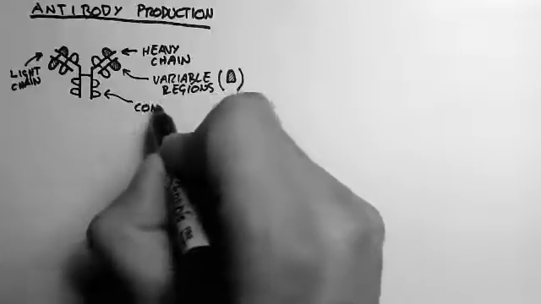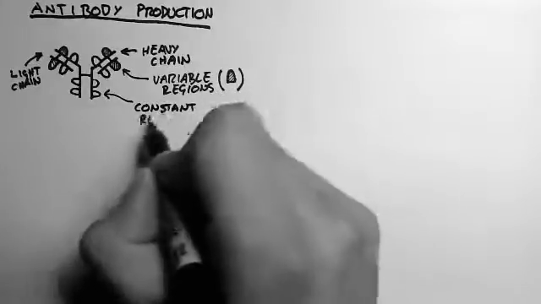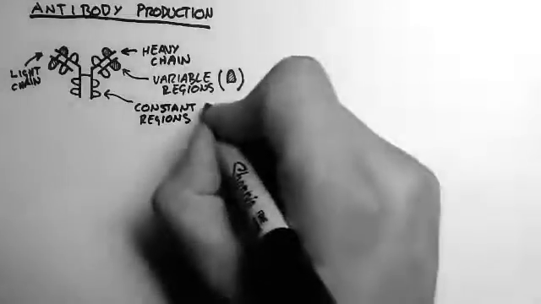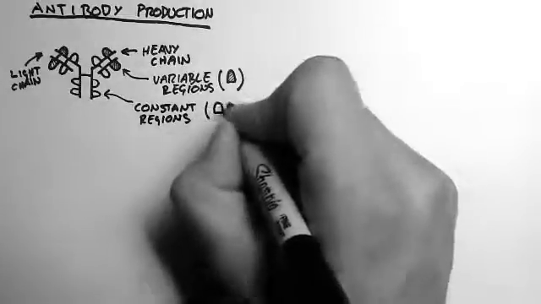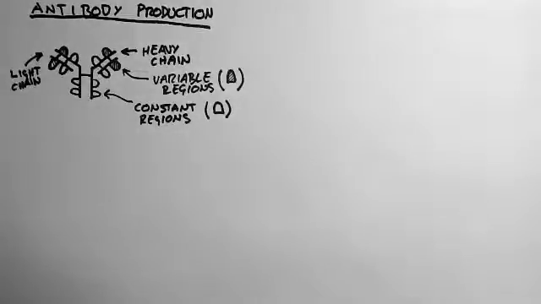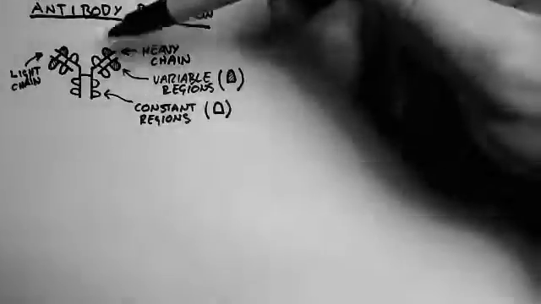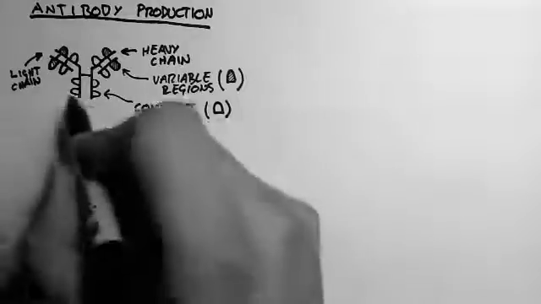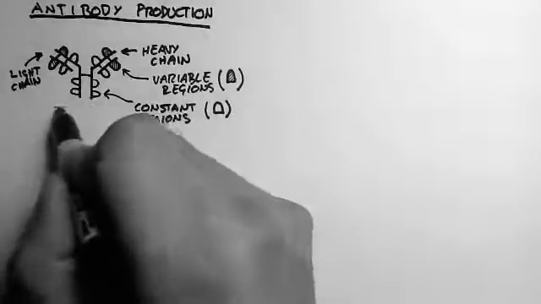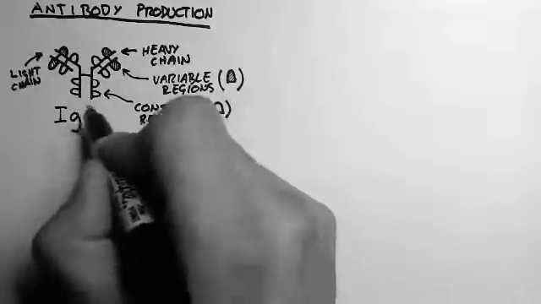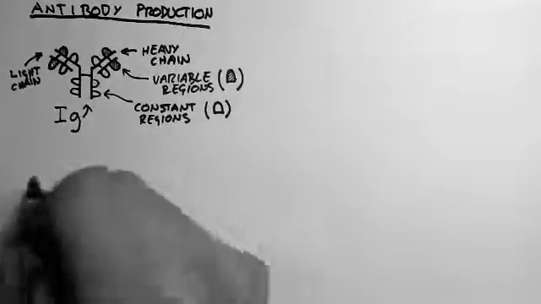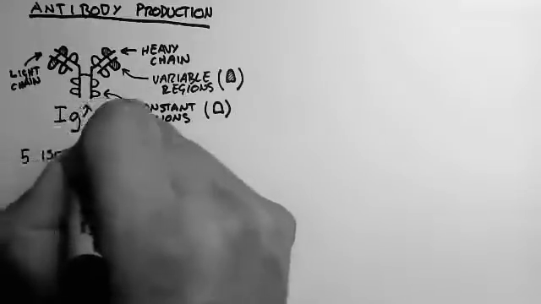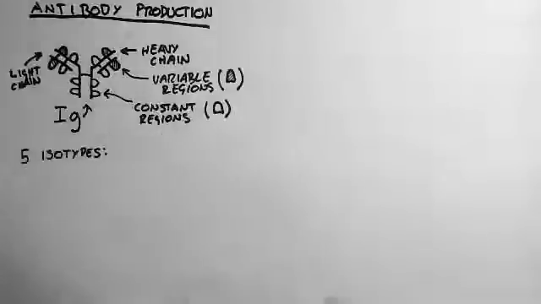The rest of them are called the constant regions, and they're not shaded in. And these are what define the style of antibody. For remembering, we also call an antibody an immunoglobulin, or just Ig for short. Now there are 5 isotypes, or just different styles, of antibody.